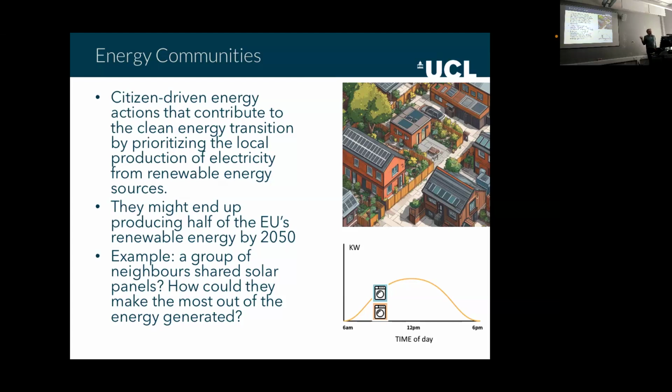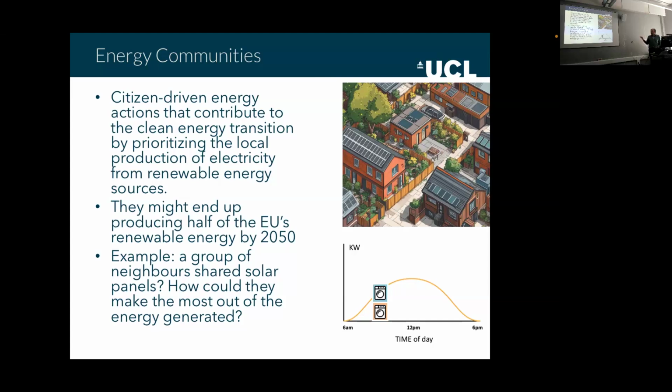One practical example is neighbors sharing a solar panel. Why would they do that? Because it's cheaper to install. They would share the price. And maybe because it's easier to make the most of the energy that is generated by the panel.